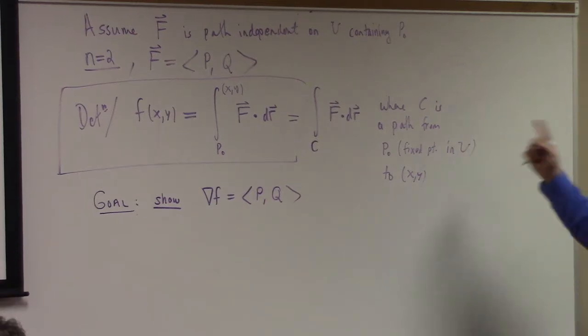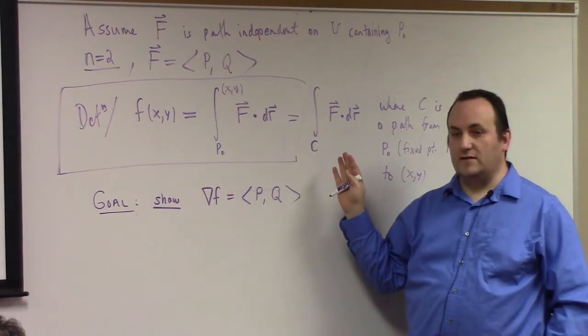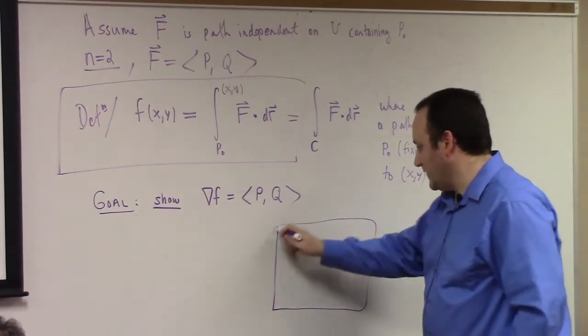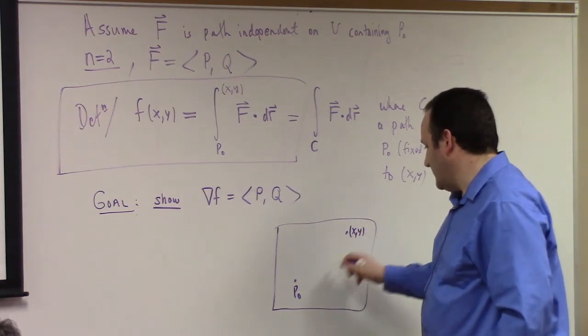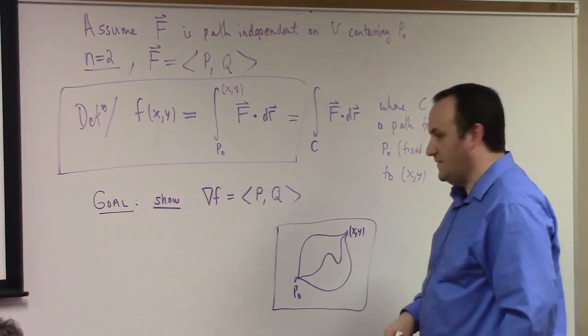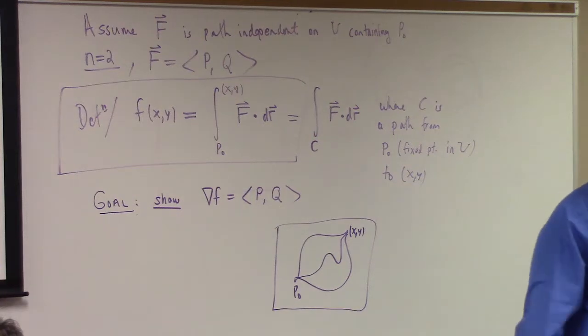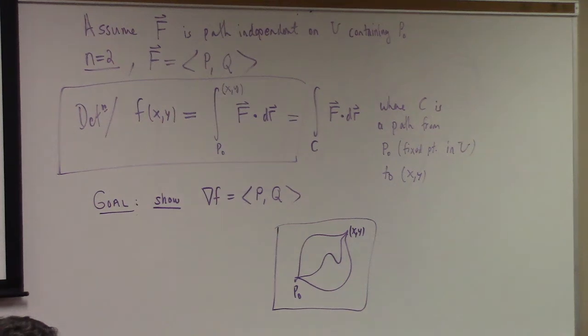First of all, this makes sense because of path independence, right? It doesn't matter which path you pick in U as I go from the point p naught, wherever that is, to the point xy, wherever that is. It doesn't matter if I do this one, or this one, or this one. They all give me the same work. If we pick a line, it'd be the same. So we're going to have to pick a special path which allows us to take the partial derivative. All right? And we'll do that tomorrow because we're out of time. So, thanks, guys.